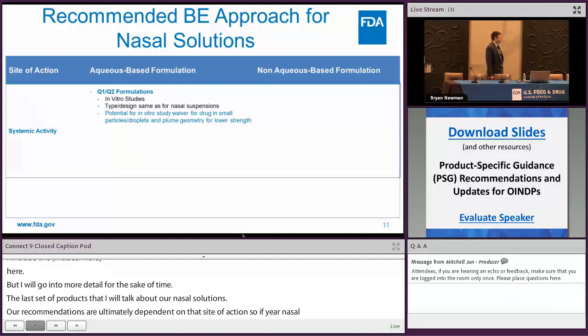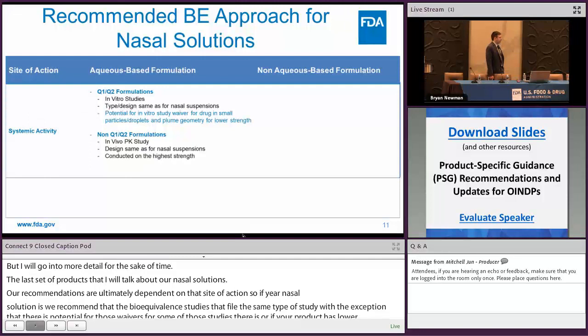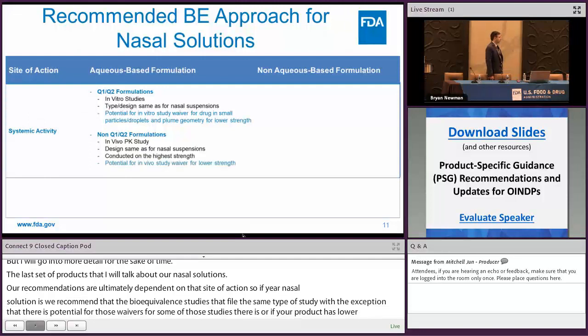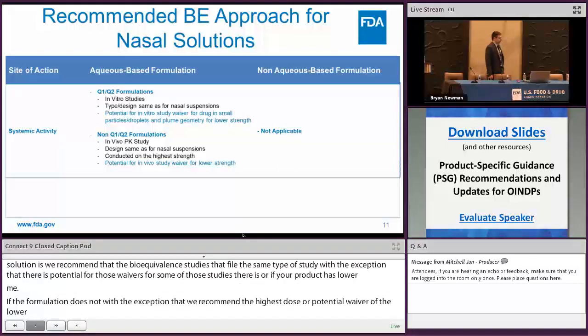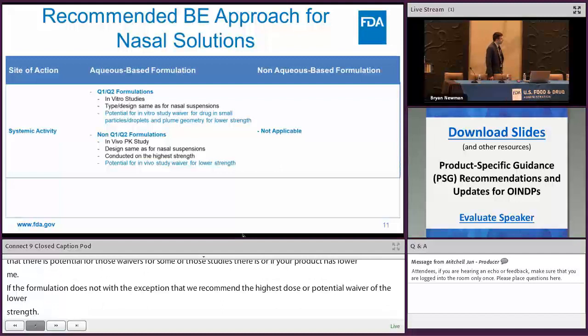if your product has a lower strength. Now, if your formulation is not Q1, Q2 the same, we recommend the in vivo PK study. Again, similar study design as the nasal suspension, with the exception that we recommend the highest dose be tested, with the potential for a waiver of the lower strength. We don't have any non-aqueous based formulations for systemic activity for a nasal solution, so we don't currently have recommendations for these. We can move to locally acting nasal solutions.